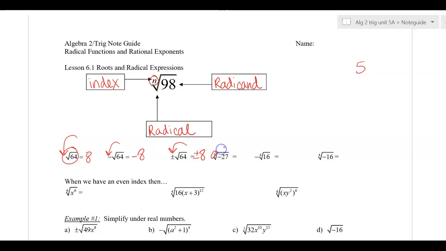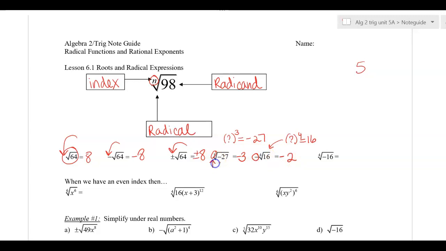So here's a cube root. So remember, you're asking yourself what to the third power makes the number that is the radicand, which in this case is negative 27, and that would be negative 3 to the third power. Here we would be asking ourselves what to the fourth power would give us 16, which in that case would be 2, and because it has a negative sign in front of the radical, we know it would be negative.